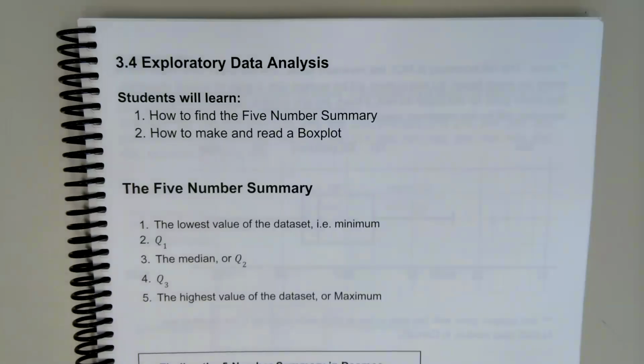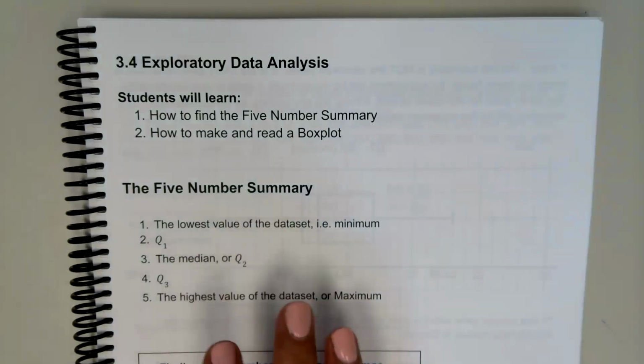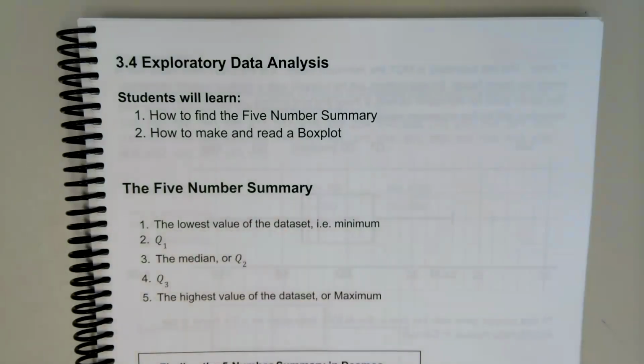Welcome back for the last lesson of 3.4. 3.4 is over exploratory data analysis, and this is where we're kind of bringing everything together for chapter 3. You're going to learn how to find the 5-number summary, which you've kind of already found. You're going to learn how to make and read a box plot and how to make one in Alex.